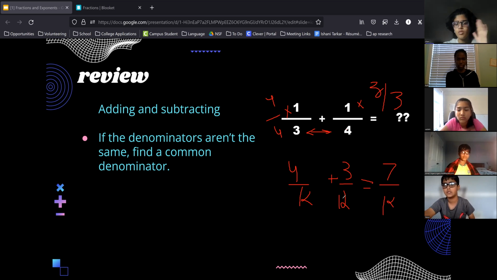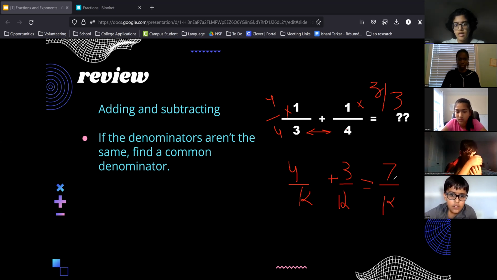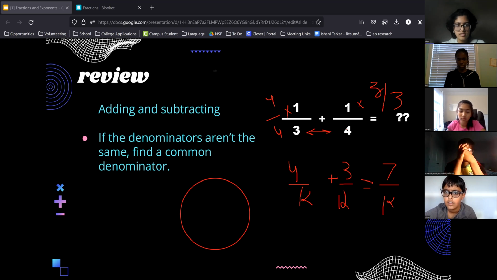So remember that all we're doing is adding the numbers on the top, which is the numerator. We aren't actually adding anything to the denominator. All we have to do is make sure that they are the same. If you have trouble understanding why, think about a pizza, for example, that was divided into 8 or 4 parts, okay? Because 8 would be too long to draw.